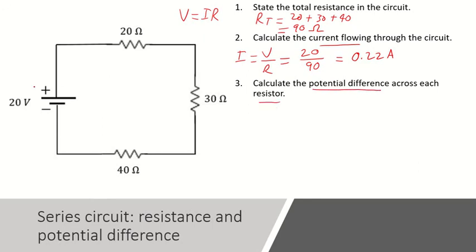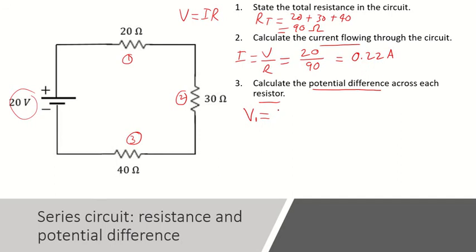Now calculate the potential difference across each resistor. So there's 20 volts in total. There's going to be a voltage drop across this resistor, a voltage drop across this resistor, and a voltage drop across this resistor. So to work out the voltage drop across each resistor, we need the current times the resistance. So let's just call this position 1, position 2, and position 3. So the voltage drop across position 1 is going to be the current. Now remember, in a series circuit, the current is the same everywhere. So everywhere in the circuit, we're going to have 0.222 amps of current.